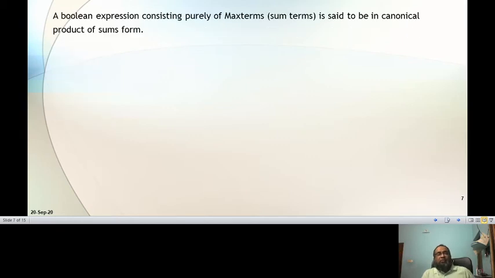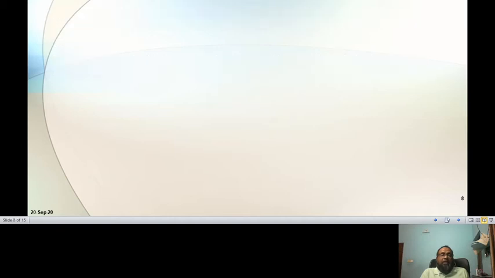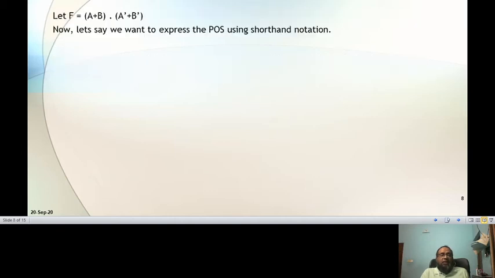Next is product of sum. The things are just inverted in this case. So here the product of sum means, as we have seen, it's max terms. So we have a term (a plus b) into (a bar plus b bar). So this is a product of sum. Here you have to notice that a corresponds to 0 and a bar corresponds to 1. Similarly b corresponds to 0, b bar corresponds to 1.